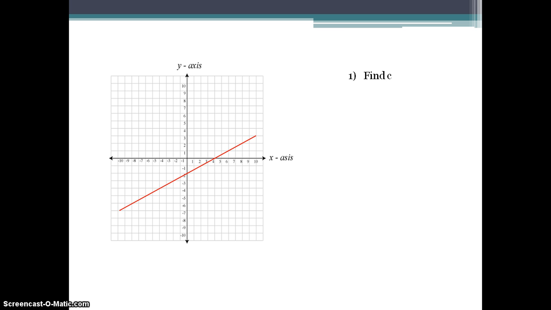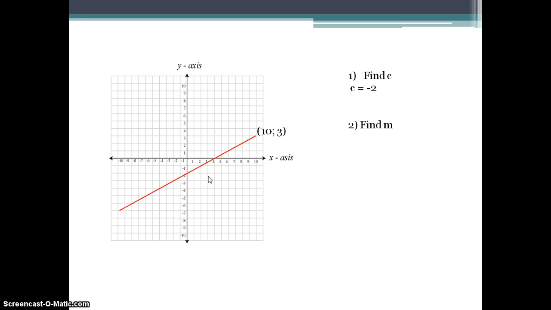Alright, so first we know we want to find c. c is simply the y-intercept. This straight line cuts the y-axis at -2. c is going to be -2. Our next job is to find m. So I know I have to choose two coordinates. I can choose any two coordinates along this line. I'm going to choose this top one here where it cuts exactly, and that's 10 and 3.